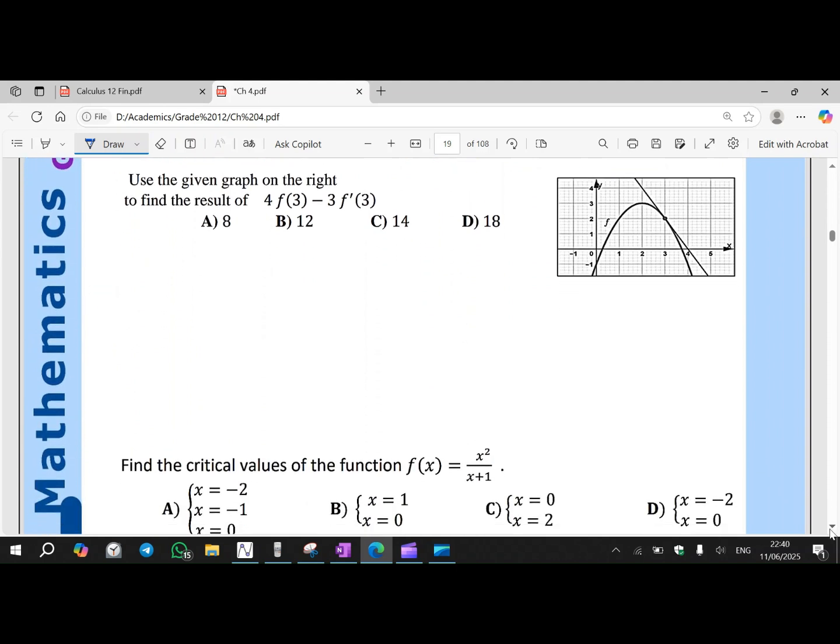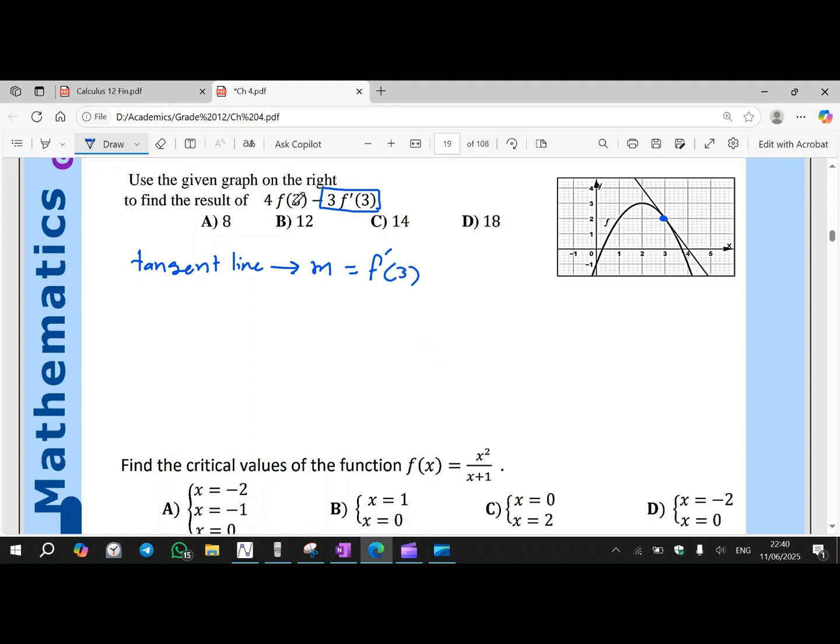Use the given graph on the right to find the result of 4f of 3 minus 3f prime 3. All right. Look at the graph. We have a function and a tangent line. So we use the tangent line to find derivative. Why? Because we can get slope from tangent line. And slope means derivative, at x equal to 3.